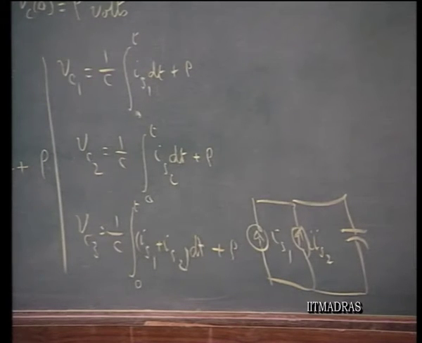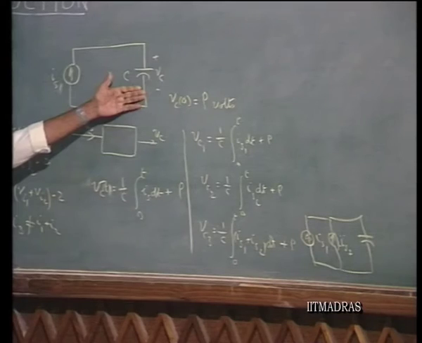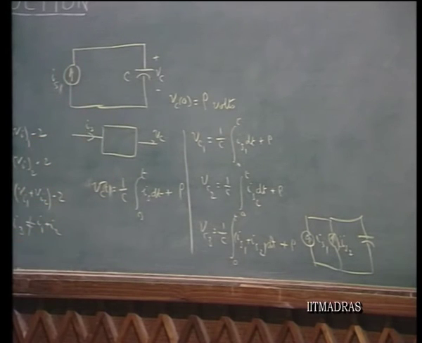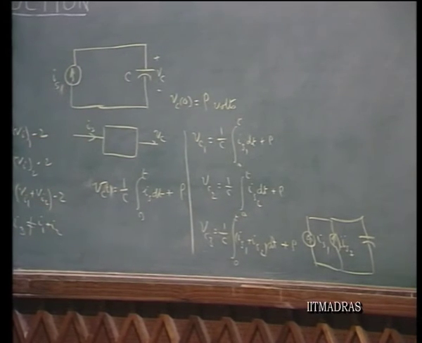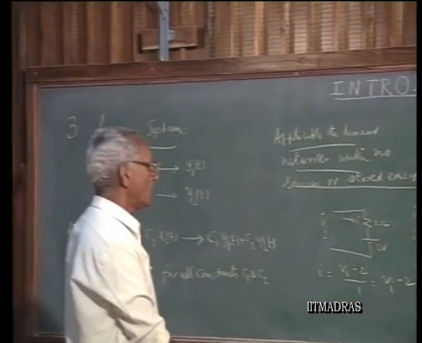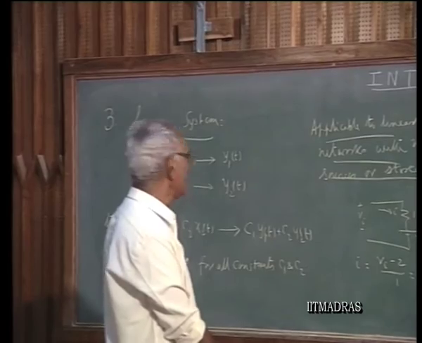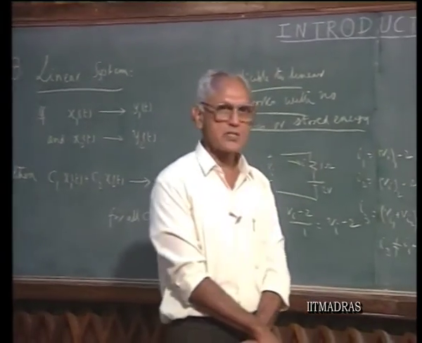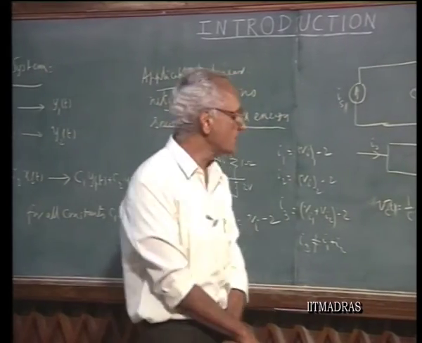for systems which are purely linear, in the sense that they should not have any sources inside, independent sources, or initial charges on the capacitors or initial currents in the inductors, which are always considered to be equivalent to sources. So this is an important principle to keep in mind when you talk about linearity of systems. A system which is not linear is of course called nonlinear.